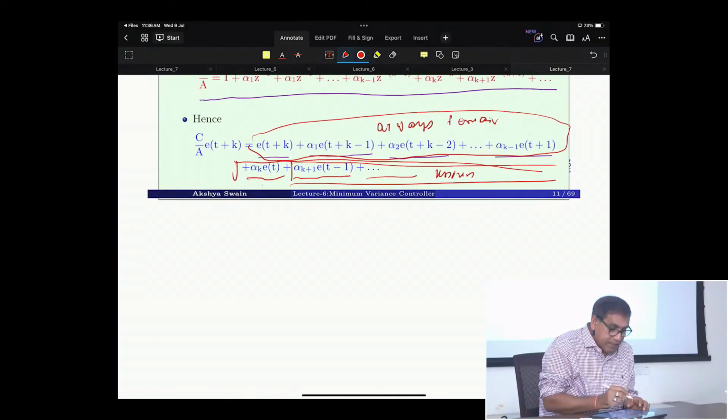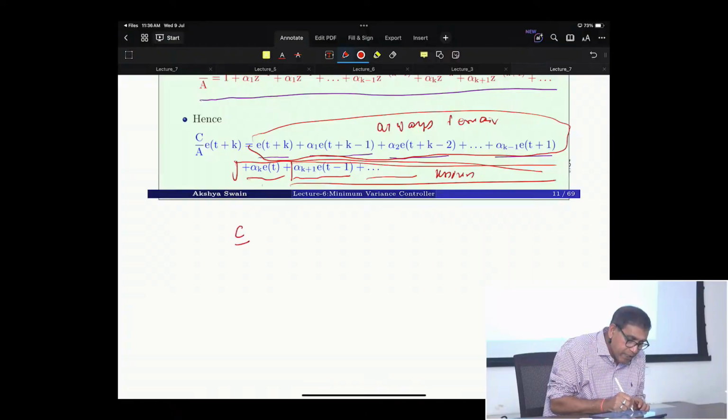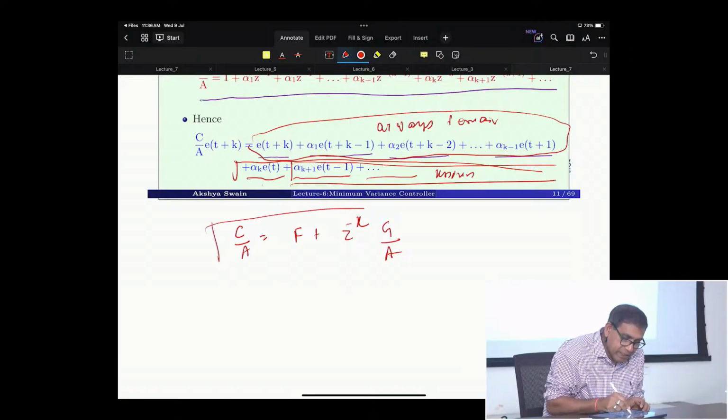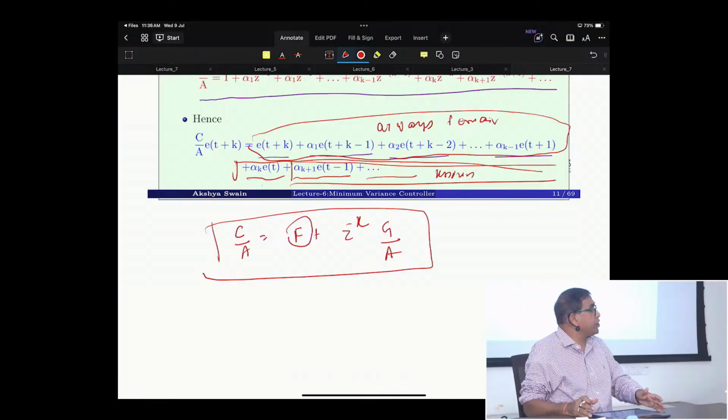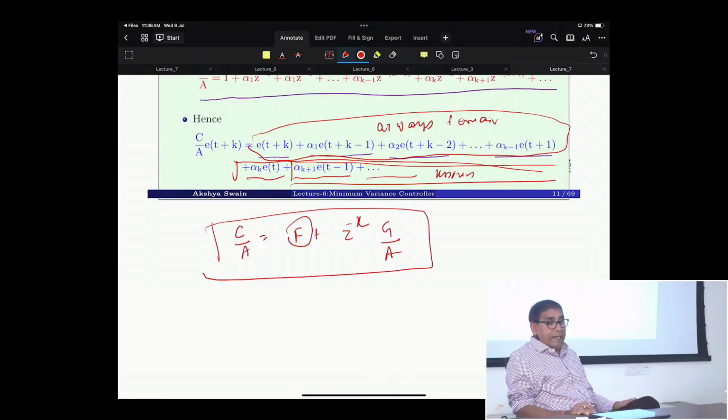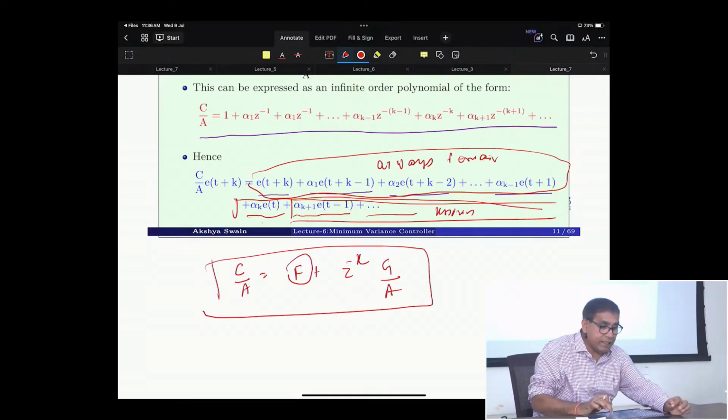Another way of explaining is the C by A polynomial, I am not giving detail, is equal to F plus Z to the power minus K into G by A. So this part is the first part which cannot be predicted. C by A is equal to F plus Z to the power minus K G by A. What I did here is this expression, right?